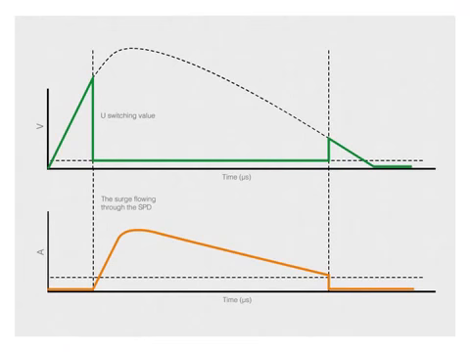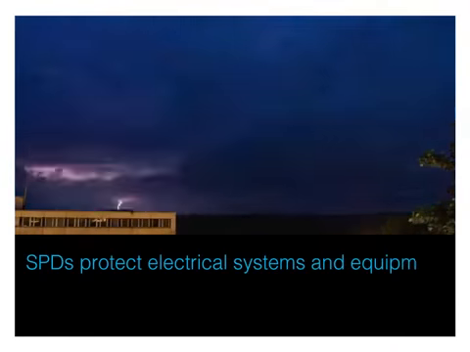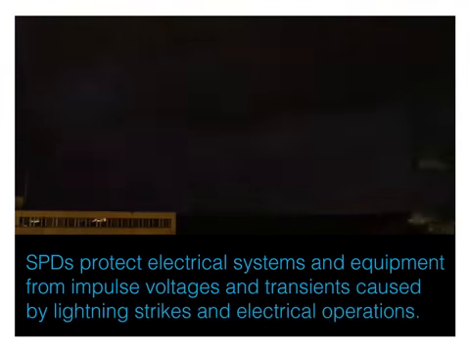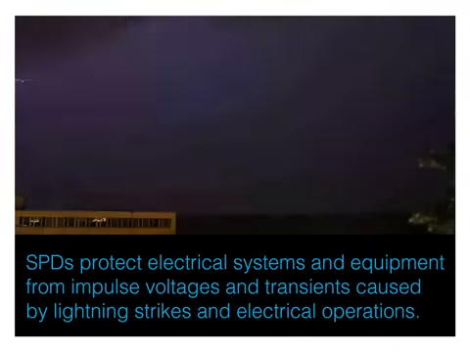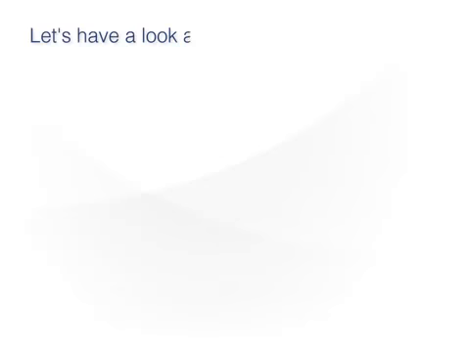The more rapid the switching process, the more the maximum voltage level across the SPD is reduced, and the less the downstream electrical equipment is stressed. SPDs protect electrical systems and equipment from impulse voltages and transients caused by lightning strikes and electrical operations. Let's have a look at an example of operation.